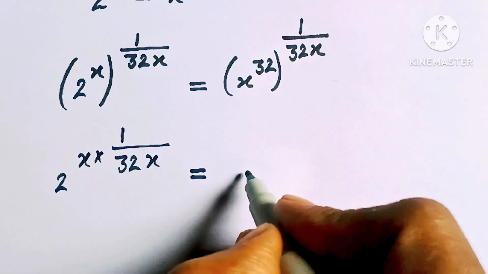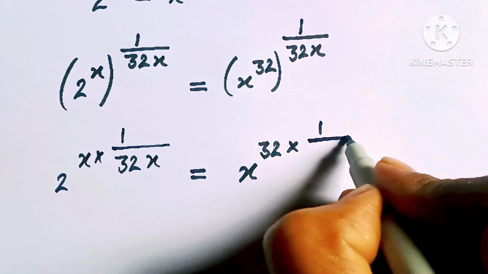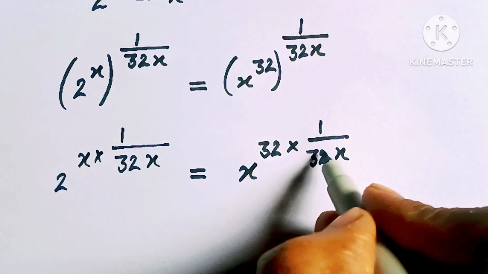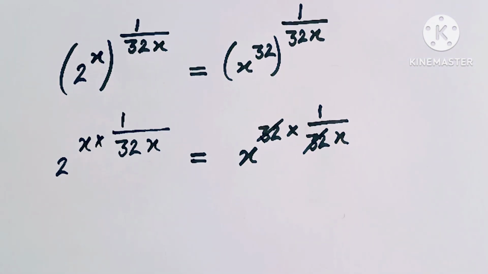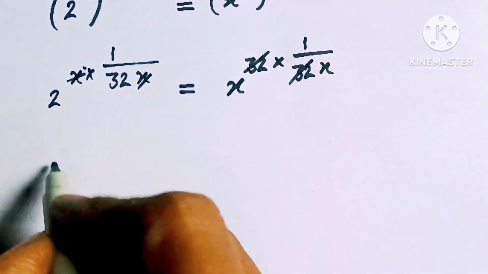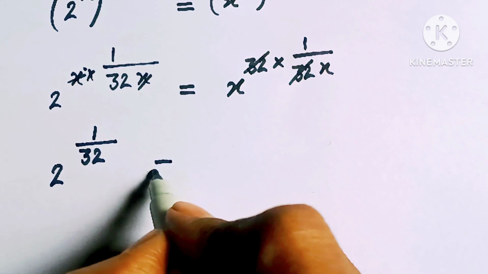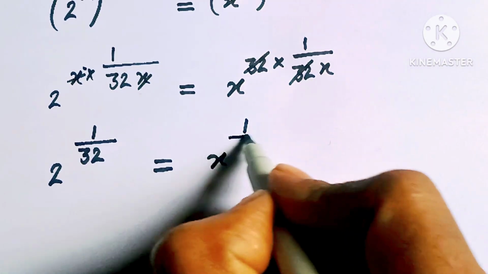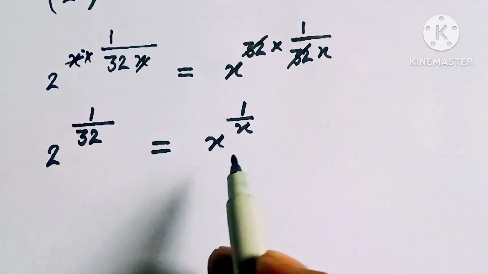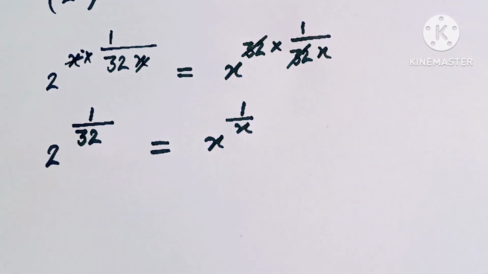Now I have x to the power 32 multiplied by 1 divided by 32 into x. Now you can see that this 32 and this 32 will cancel each other, and this x and this x are going to cancel. So we have 2 to the power 1 divided by 32, and here we have x to the power 1 by x. But we are seeing that this x and this x match, but the numbers over here are not going to match.